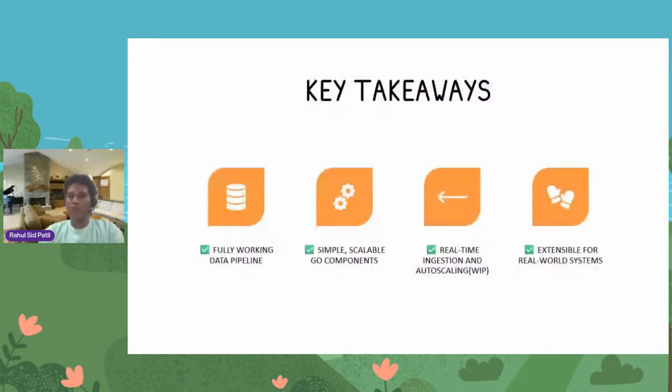Before we move into resources and FAQs, let me quickly recap what we have built together. First, a fully working Go-based data pipeline running entirely on Kubernetes with Kafka and MongoDB. The architecture is clean, scalable, and modular, built using small Go services for real-time ingestion and transformation. We demonstrated auto-scaling with HPA, proving that the ETL app can handle increased workload automatically.